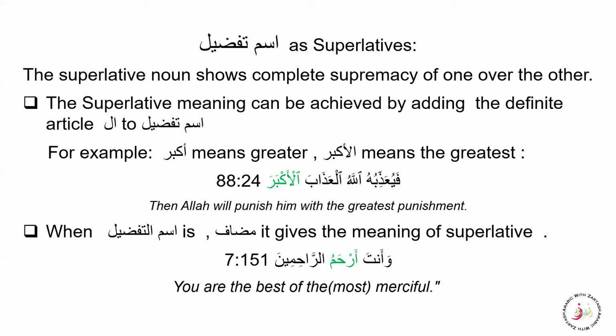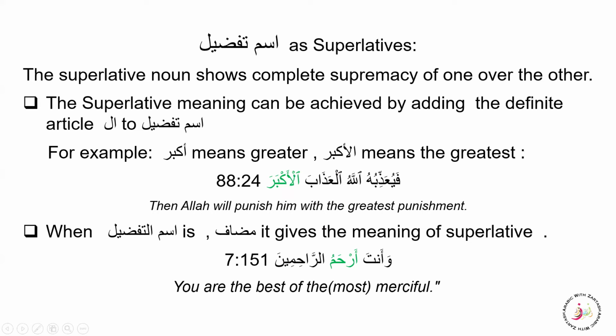You can change a simple ism fa'il from family one into its comparative, and then that comparative with the addition of al can be changed into its superlative form. Like you can see here in the example, وَيُعَذِّبُهُ اللَّهُ عَذَابَ الْأَكْبَرَ. Al akbara here is mansub, that is why it is having a fatha. So then Allah will punish him with the greatest punishment. وَيُعَذِّبُهُ اللَّهُ الْعَذَابَ الْأَكْبَرَ. You can see this superlative because this comparative word is having an al.